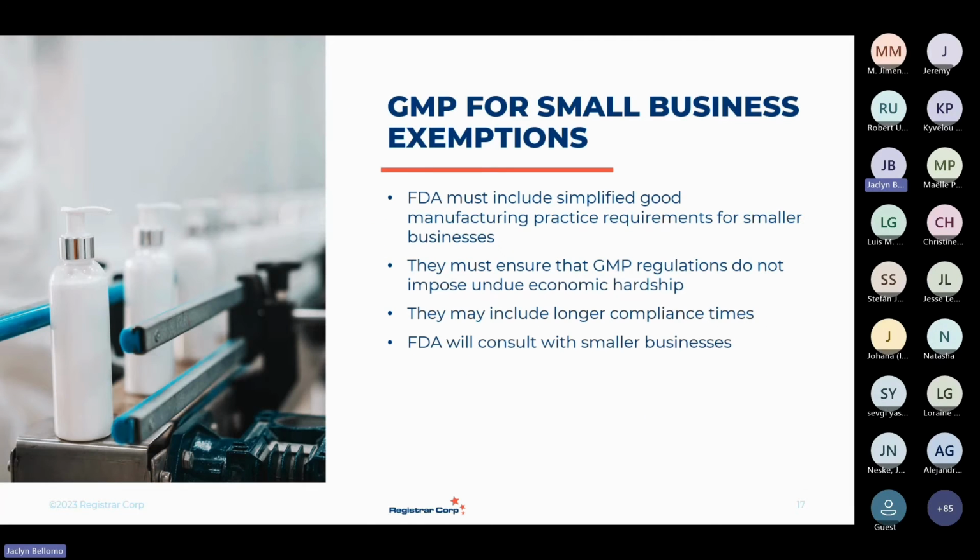So what does it mean for GMP for the small business exemption? FDA must include simplified good manufacturing practice requirements for smaller businesses. They must ensure that GMP regulations do not impose undue economic hardship, and they may include longer compliance time. And then FDA will consult with smaller businesses. So that was a big key in MoCRA, FDA stating their next steps and how they will handle the small business exemptions, especially understanding the size and scope of the business.